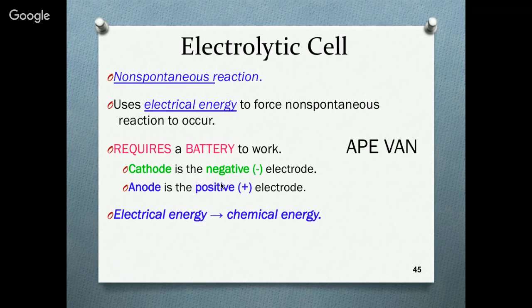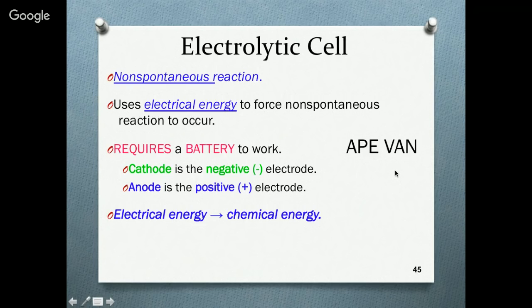So we tend to use this acronym, AN VAN. I don't know if your teachers use it or if you like it, but I find it helpful just to remember what's going on. So AN VAN stands for: the anode is positive in electrolytic cells, and V, voltaic anode, is negative. So A PE, anode positive electrolytic, voltaic anode is negative.